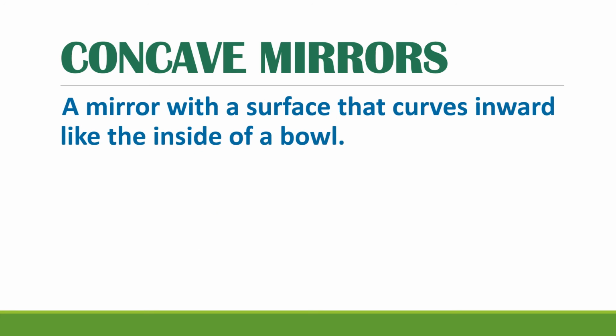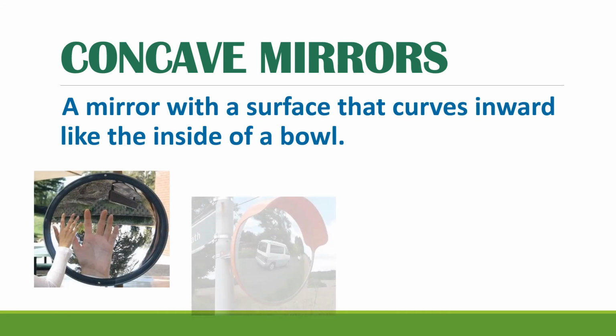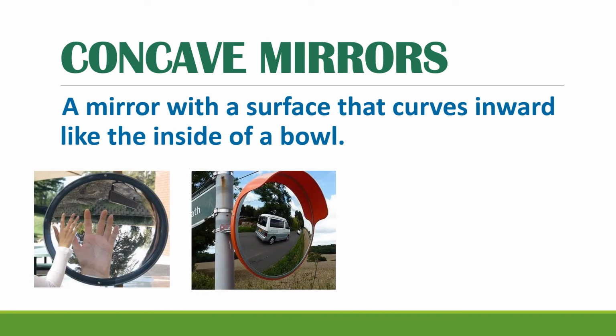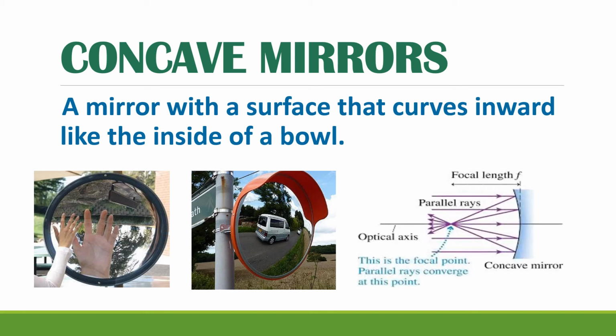The second type of mirror is called concave mirrors. These are mirrors with a surface that curves inward like the inside of a bowl. These are some examples of a concave mirror. I want you to look at this figure. This figure shows how a concave mirror can reflect parallel rays of light so that they meet at a point.